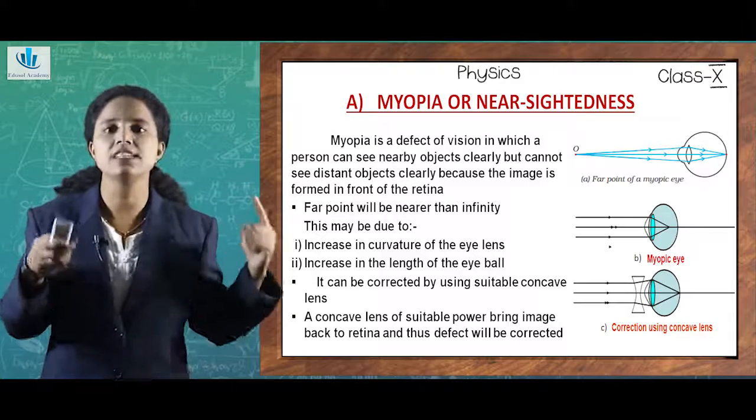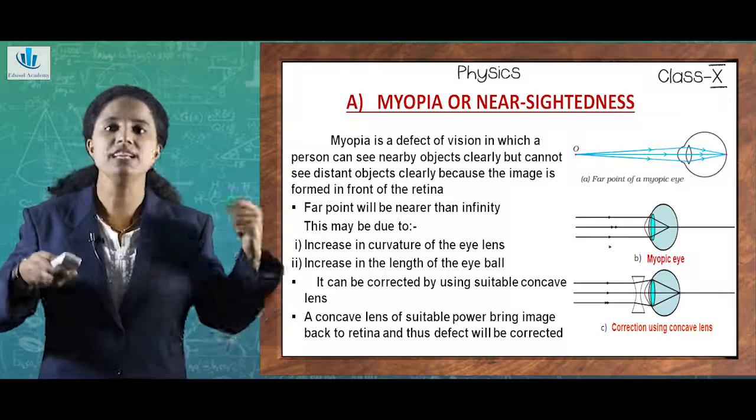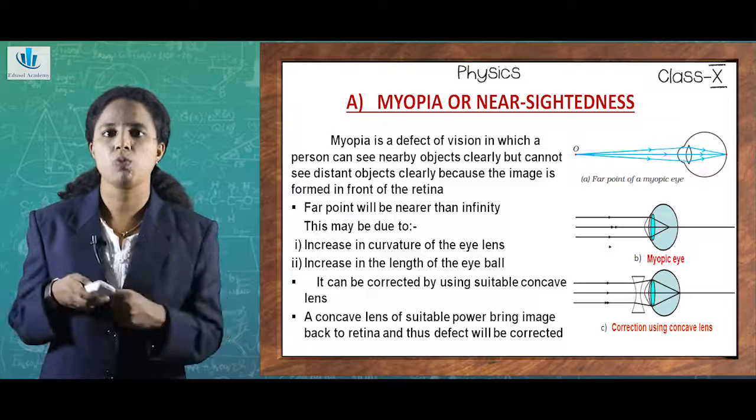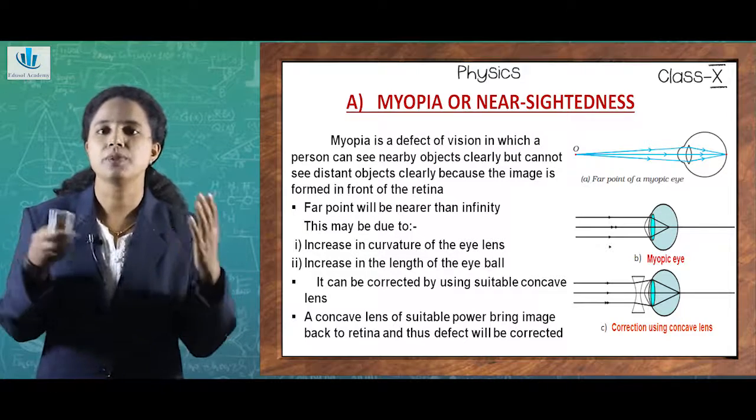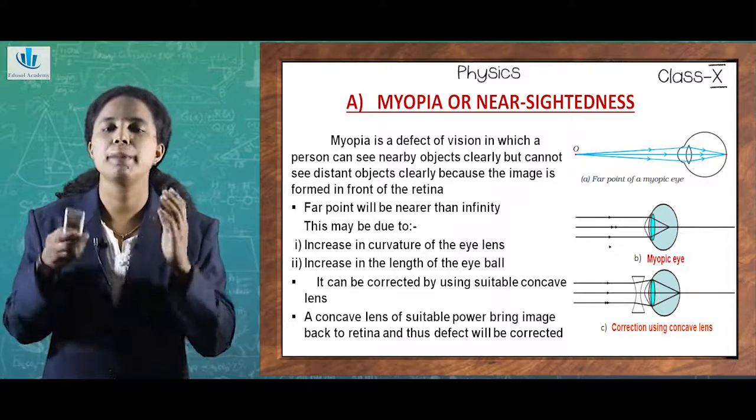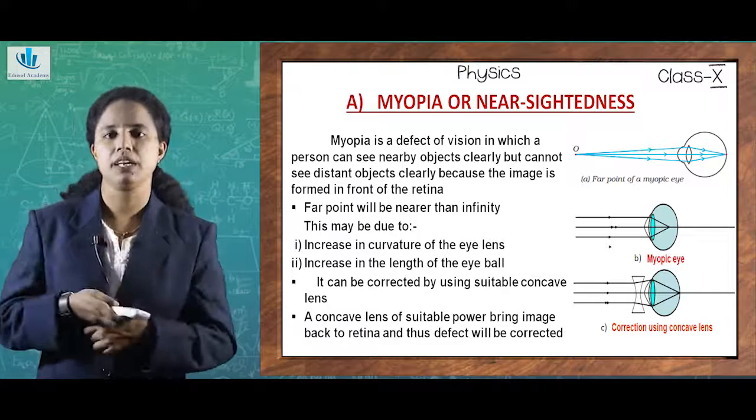So the image, instead of forming at the retina, will be formed in front of the retina. For a myopic eye person, the far point will be nearer than infinity. We have already said the far point of a normal person will be up to infinity. For such a person who has a myopic eye, the far point will be nearer than infinity.